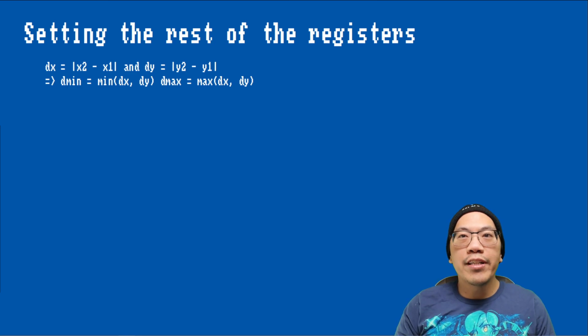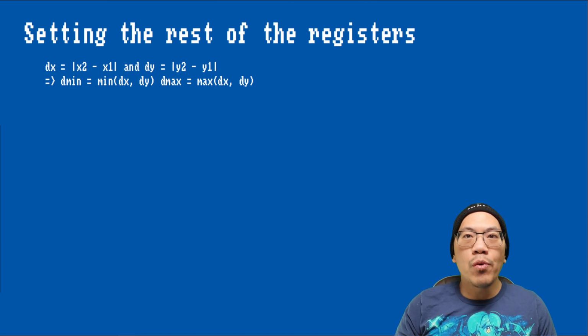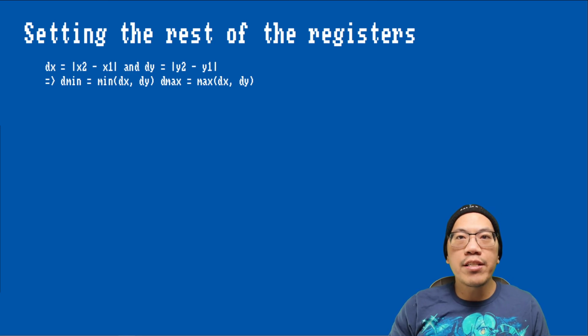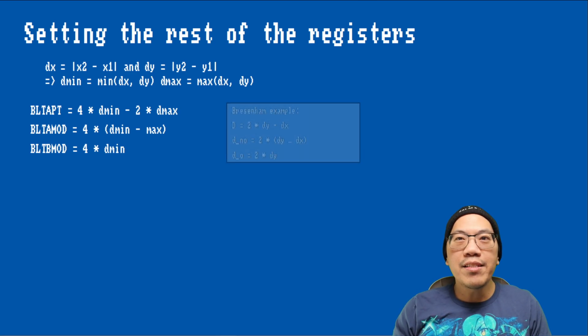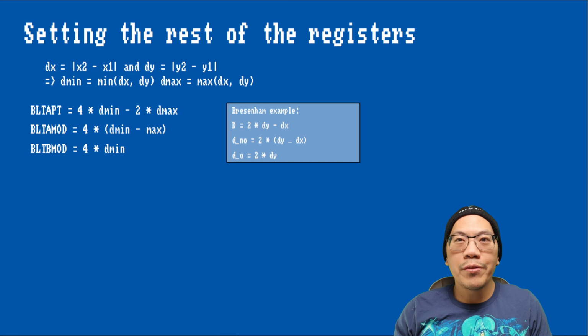We have already calculated the values dx and dy, so next we determine which one of those is the smaller and which one is the larger one. And let's call these values dmin and dmax. With these, you can set the registers blit A pointer, blit A mod and blit B mod to the values you see on the screen. Remember when I was introducing the Bresenham algorithm? These values correspond to the initial decision variable and the d_no and d_o values, but with a factor of 2 and adapted to the octant that we are drawing to.